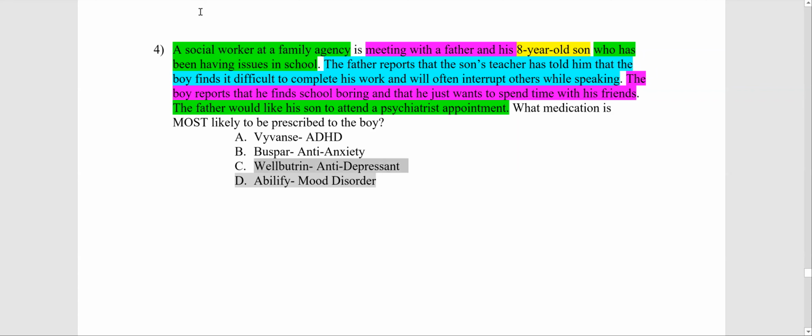We're also going to rule out Wellbutrin because it doesn't say any symptoms of depression by any means. It's just that he's not completing his work, interrupting other people, finds it boring, wants to be social with other people. So are we looking at more of an ADHD or more of an anxiety type situation? We're going to rule out Buspar because it doesn't say he has any anxiety or worry about it. He just says this is boring, there's no point to this, I want to get on and spend time with my friends, and interrupting other people. So having that engine or intention, we're looking more at a Vyvanse, and that is how we look at that question in particular.